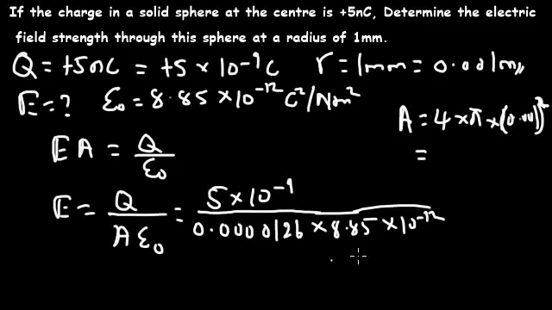Alright, excellent. And we've got the final answer to be 4.48 times 10, okay, how many tens? 1, 2, 3, 4, 5, 6, 7, to the power of 7.